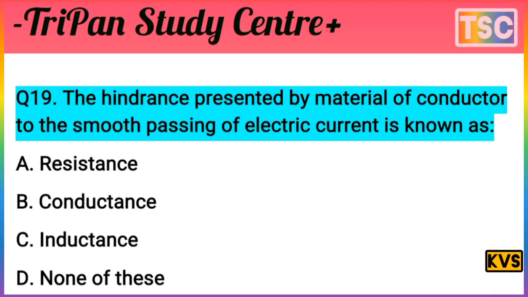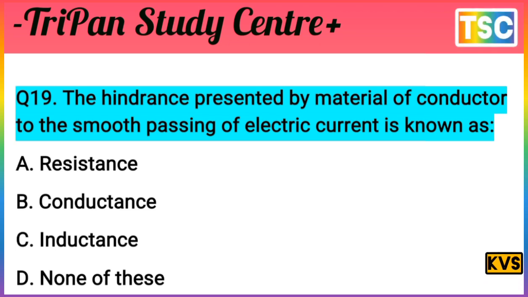The question is clear. But first of all, write the correct answer in your notebook first. You know that's important. You must write the correct answer in your notebook. Let's see what the answer is. The hindrance presented by the material of a conductor to the smooth passing of electrical current is known as resistance, not inductance, not conductance. Answer A, resistance, is the right answer for this question.